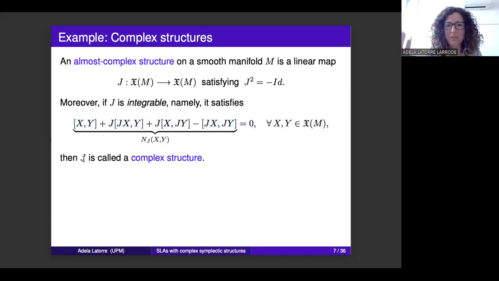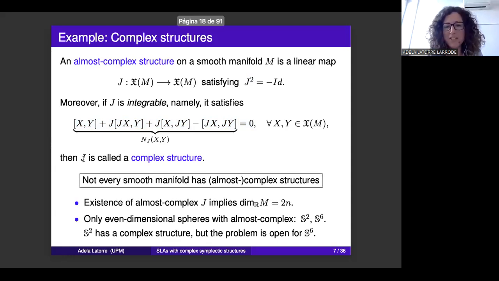As I said before, the difference between complex structures and Riemannian metrics is that complex structures do not always exist. Not every smooth manifold has an almost complex structure, let alone a complex structure. For instance, the first reason is that to have an almost complex structure, we need the real dimension of the manifold to be even. But even if we have an even-dimensional real manifold, almost complex structures do not necessarily exist. For instance, among even-dimensional spheres, just the 2-sphere and the 6-sphere admit almost complex structures. So the 4-sphere, 8-sphere, and so on do not admit almost complex structures.